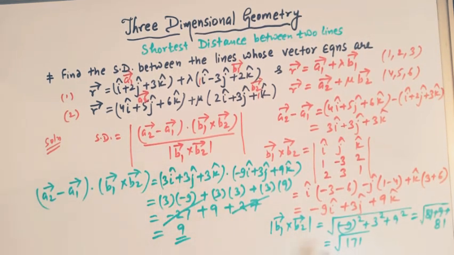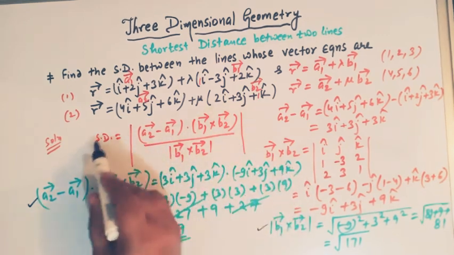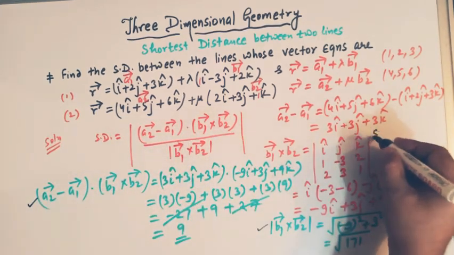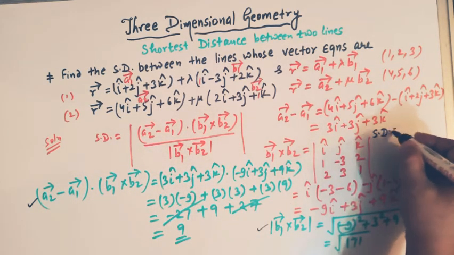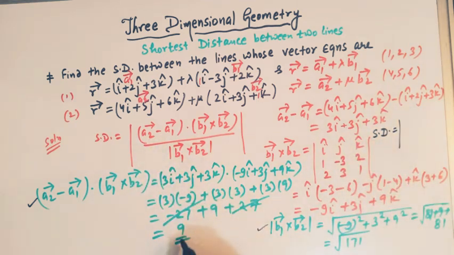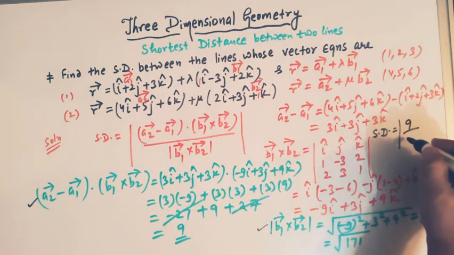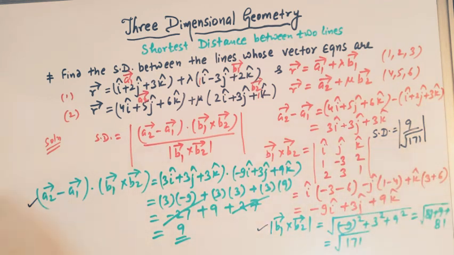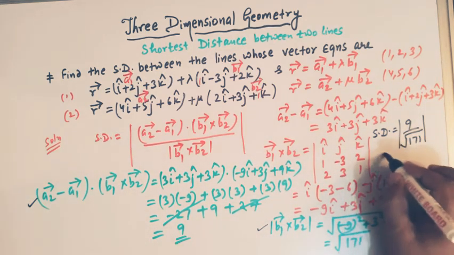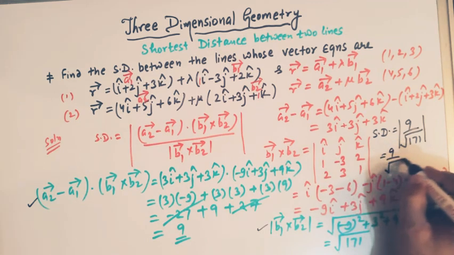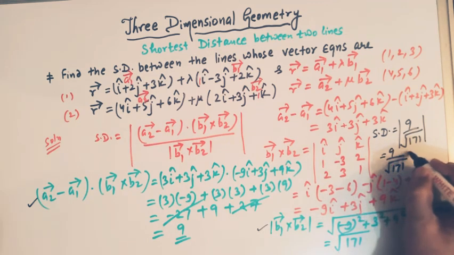And now if we substitute the value of this expression and the magnitude of the vector b1 cross b2 in this formula, we get the value of shortest distance as 9 divided by square root of 171, right? And this can be written as 9 over square root of 171 units.